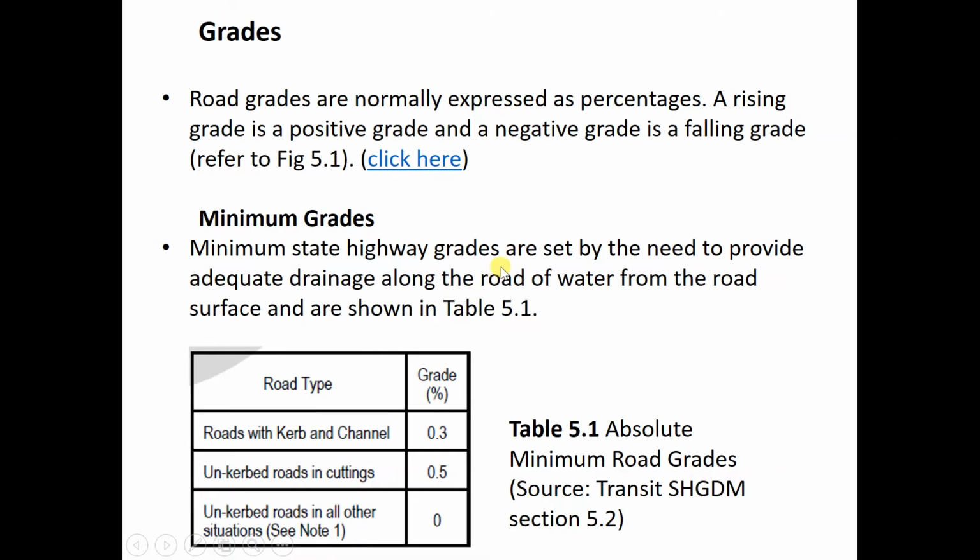Grades. Road grades are normally expressed as a percentage. A rising grade is a positive grade, and a negative grade is a falling grade. We don't say how many degrees uphill or downhill. We do certain calculations.